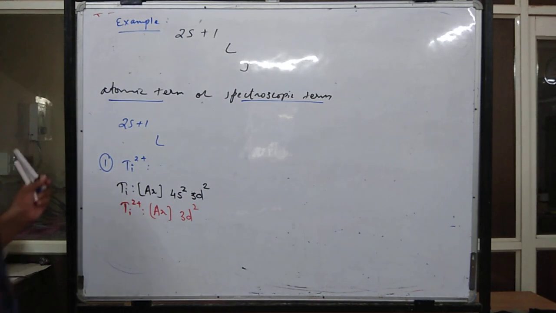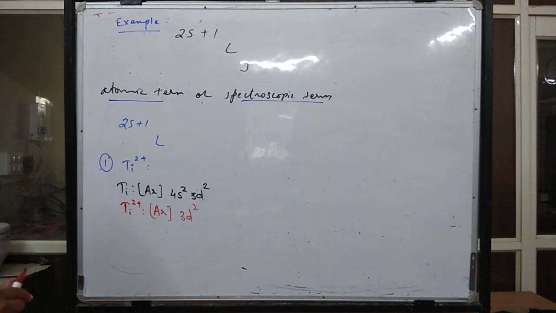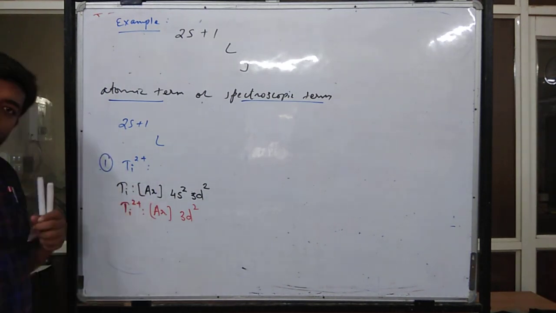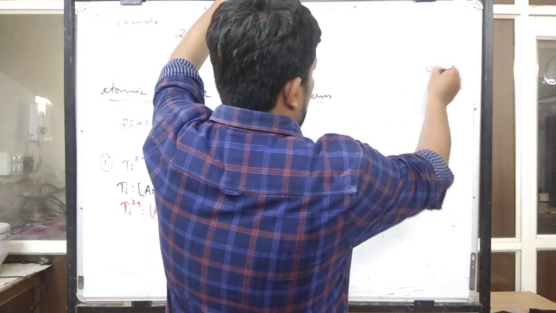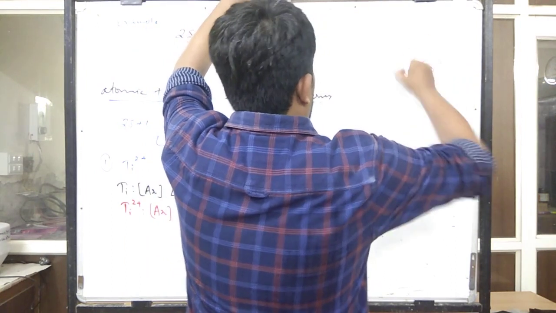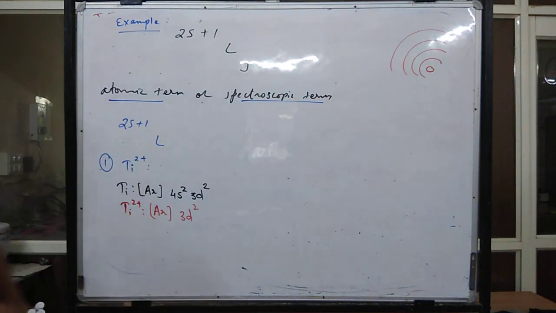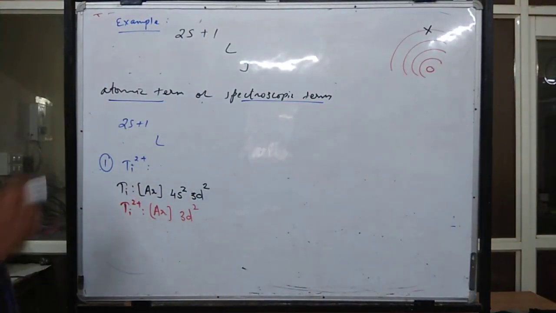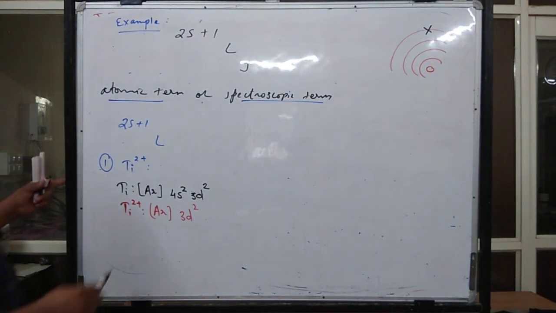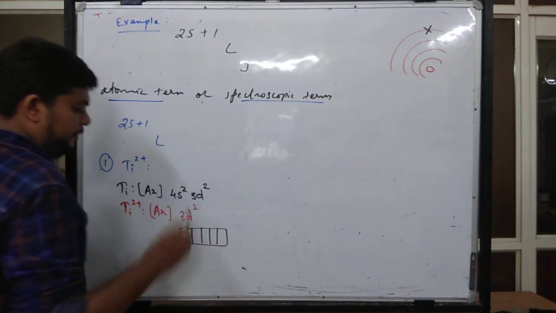Now when we shift from titanium to titanium 2 plus, we end up with 3d2 and 4s0, so no need to write it. Make this point very clear while learning: you remove the electron from the outermost shell first, and that is the reason why the 4s electrons vanished first when we had Ti2 plus.